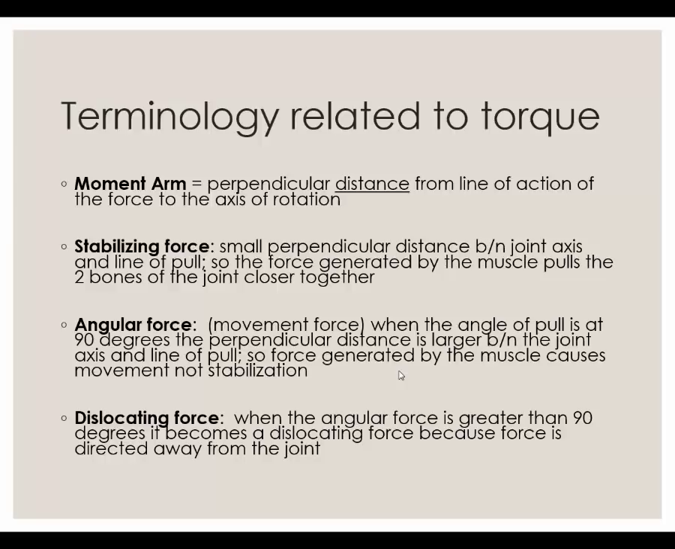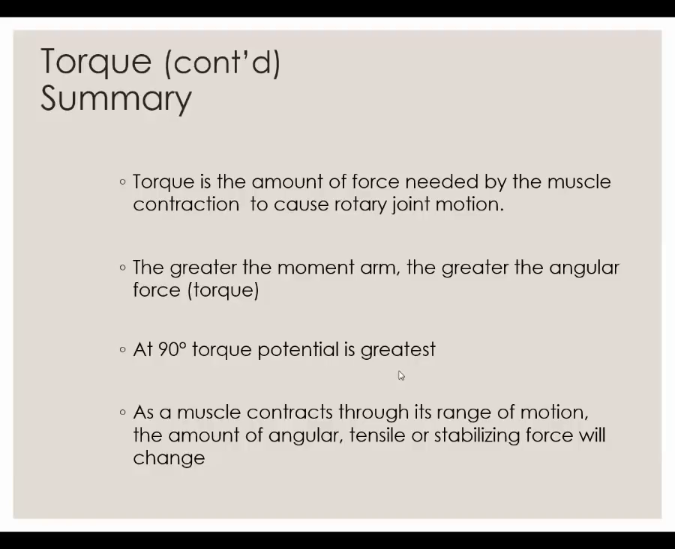And here's the terminology that's related to torque. And then just a quick summary. Torque is the amount of force needed by the muscle contraction to cause rotary joint motion. The greater the moment arm, the greater the angular force or torque. At 90 degrees, the torque potential is the greatest. Think about that bicep. If your elbow is extended all the way and your arm is straight, it might be a little harder to carry that box out in front of you versus bending the elbow and using that bicep muscle. As a muscle contracts through its range of motion, the amount of angular, tensile, or stabilizing force will change.